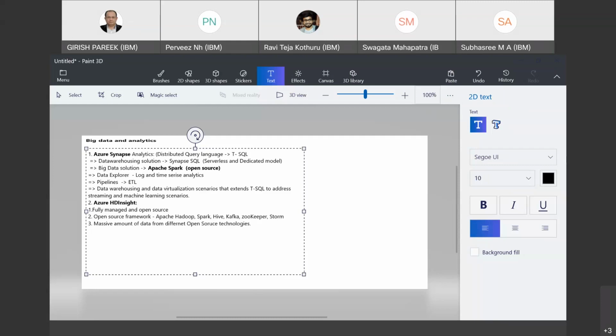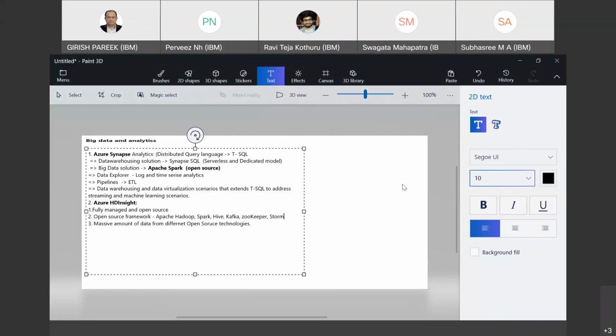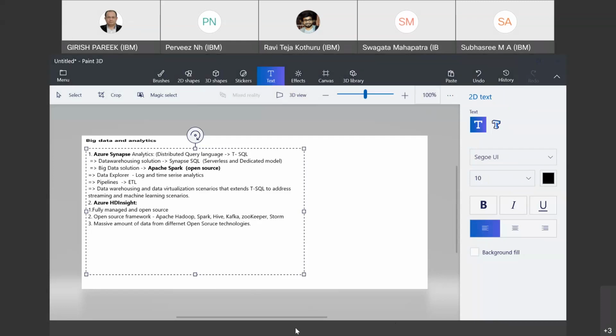So let me try a different tool, and let me know in case you are able to see that.